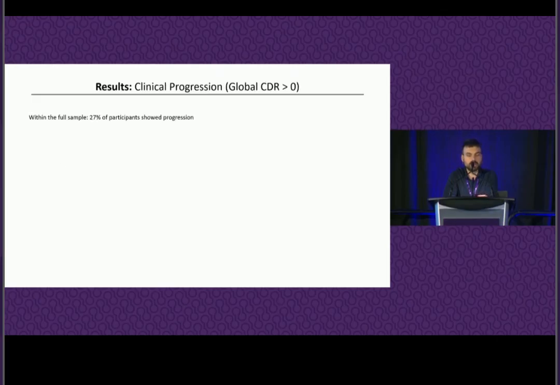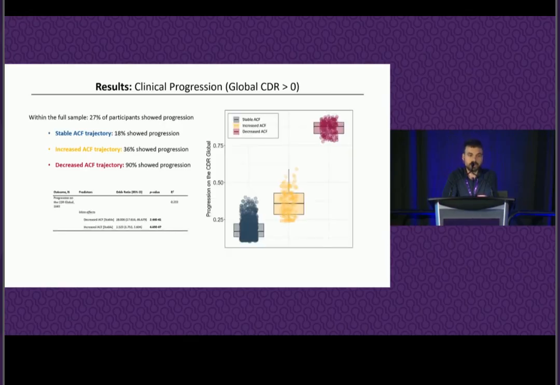Regarding clinical progression, defined as 2 consecutive or final global CDR score greater than 0. Within the full sample of participants, 27% showed clinical progression over this period. Now, within the stable ACF, 18% show progression, within increased ACF, 36% show progression, and within decreased ACF trajectory, 90% of participants showed clinical progression. Indeed, the decreased ACF trajectory demonstrated 28 times higher odds of clinical progression compared to the stable ACF, whereas the increased ACF trajectory showed 2.5 times higher odds of clinical progression compared to the stable ACF.